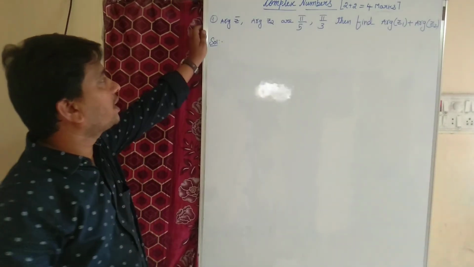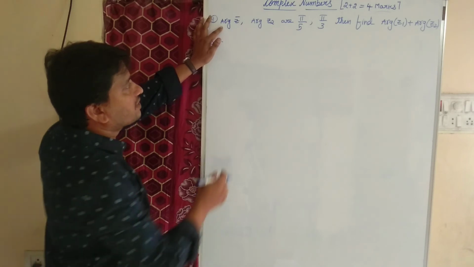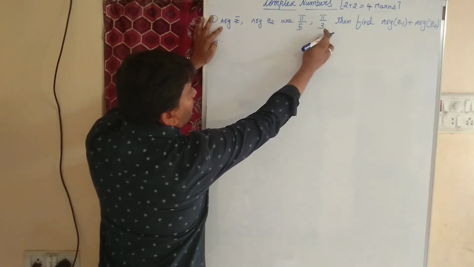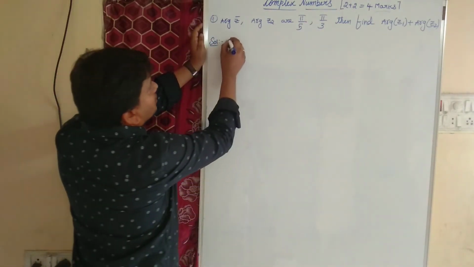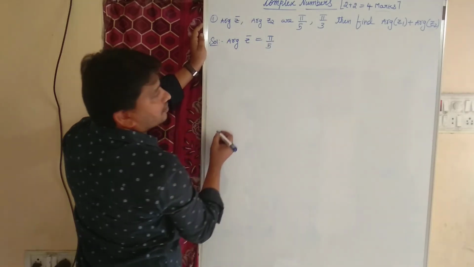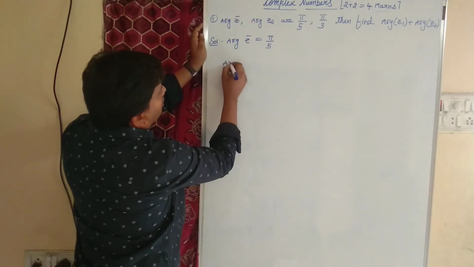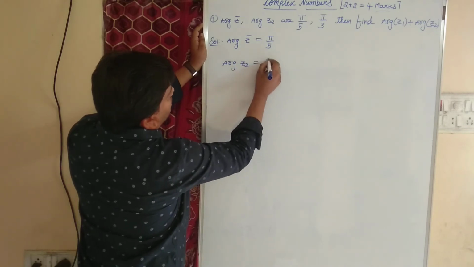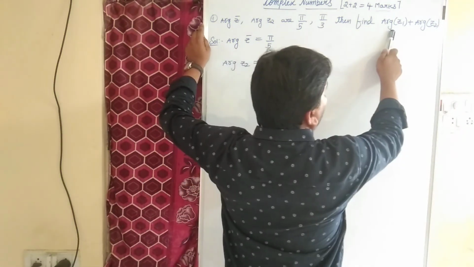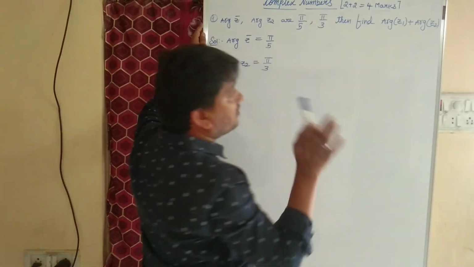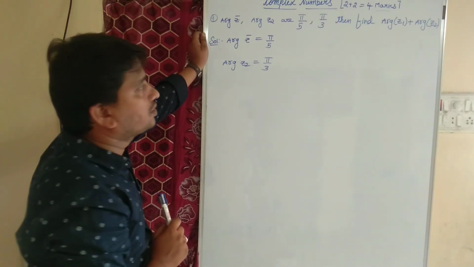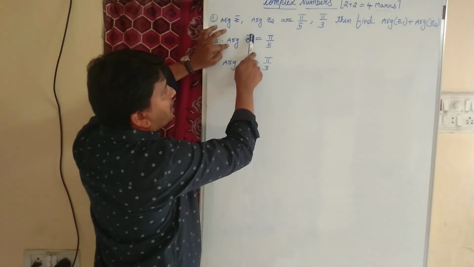Now coming to question number 9. If arg of z1 bar and arg of z2 are pi by 5 and pi by 3. Given arg of z1 bar is pi by 5 and arg of z2 is pi by 3. Then what are they asking to find? They are asking to find arg of z1 plus arg of z2. Right? So as given, this is arg of z1 bar.